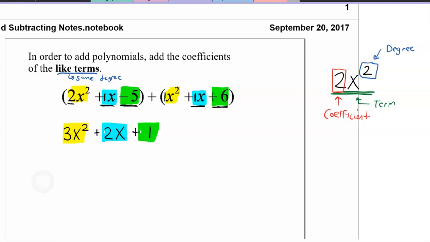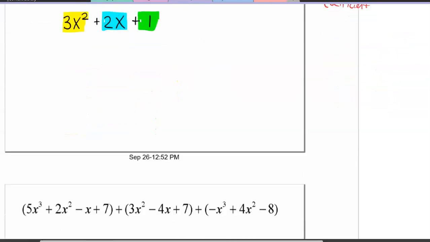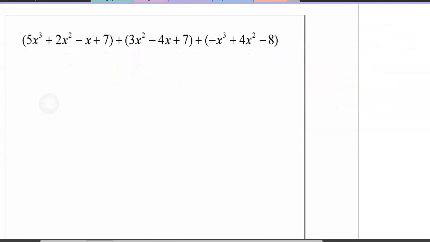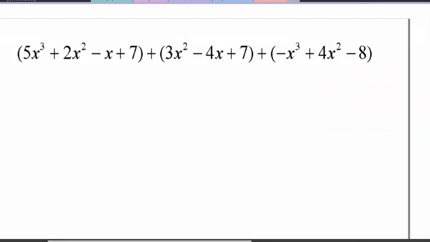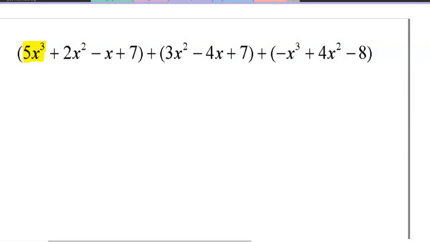Let's take a look at another example or two where we're going to take this principle and use it a few different ways. So in this problem, we have something with a degree of 3, 5x cubed. So we see that in the second set of terms, we don't see anything there, but in the third set, we do see the negative x cubed. We're then going to go ahead and move on and do this with the x squareds. So those are all my x squared terms.